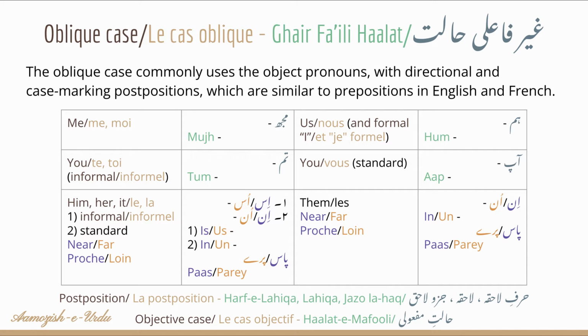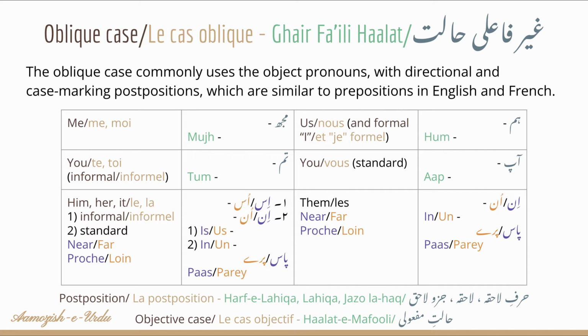So, muj, tum, is or us, in or un. So is or us for informal for people, or it means it. And in or un is for standard for people, or it means these or those. Is and us is this and that. And yes, one's for pas and one's for pare. So this is more for like pas and pare.